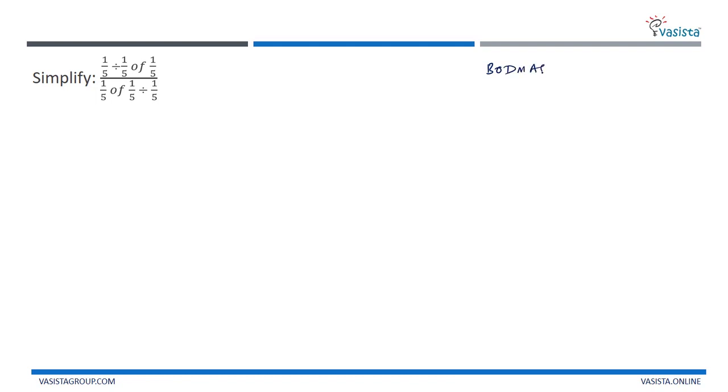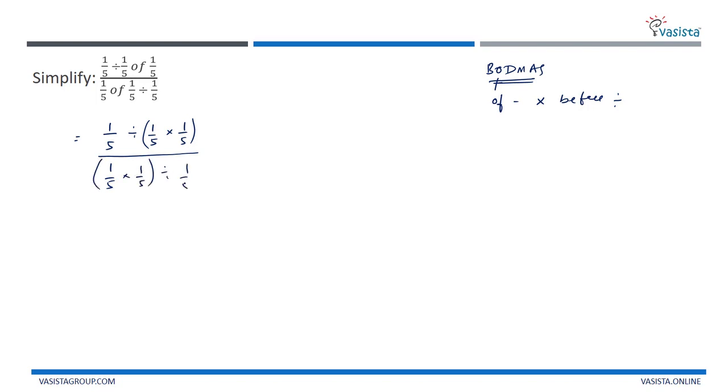In case of BODMAS, first you need to go with the "of". "Of" means multiplication before division. Let me simplify it. This is going to be 1/5 divided by 1/5 into 1/5. That divided by, first you need to do this, 1/5 into 1/5, right, divided by 1/5.